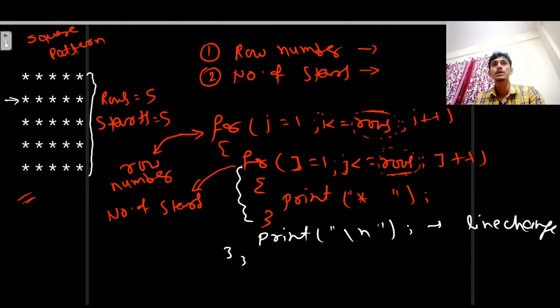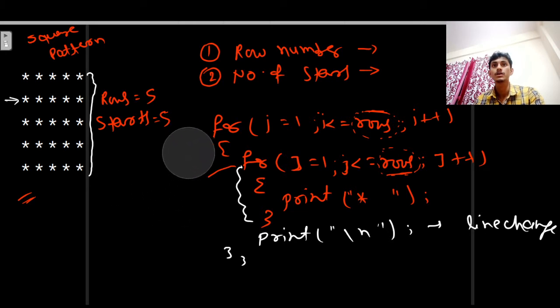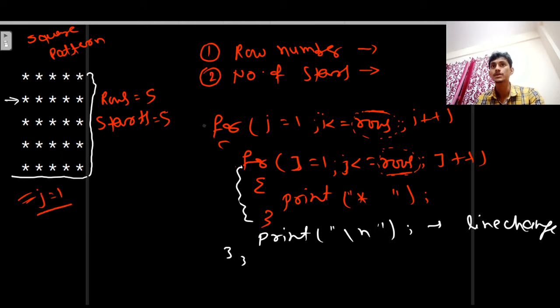Now let us dry run this code. At first, we have i equal to 1, so control will go here. i is 1, and it will check whether i is less than or equal to rows or not. Here the value of rows is 5. Obviously i equal to 1 and rows is 5, so the condition holds, and then the control will go here.